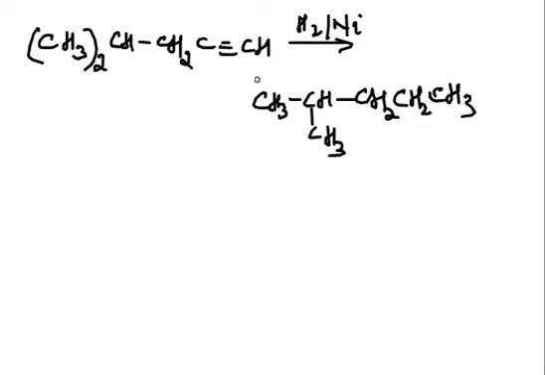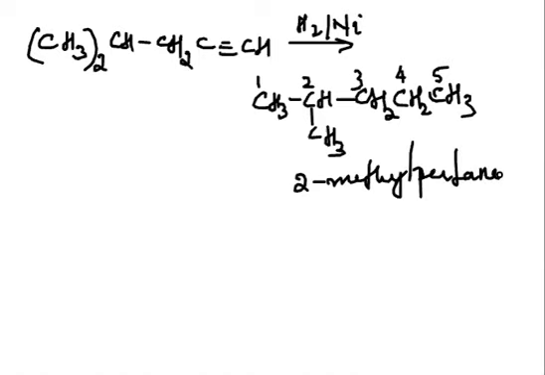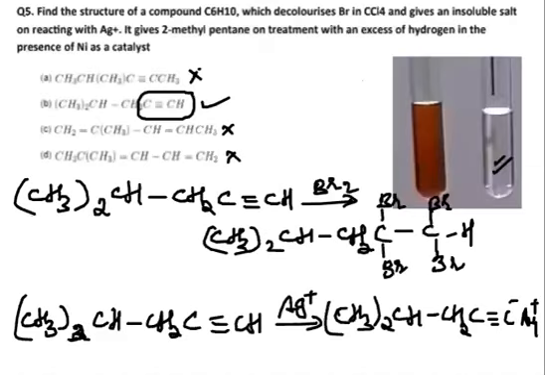This compound, let's try naming it, 3, 4 and 5. This is 2-methylpentane. 2-methylpentane will be formed if this molecule is made to react with hydrogen in presence of nickel catalyst. Yes, it is 2-methylpentane, what is given in the question as well. Hence, we can conclude that this is the right option for this particular question.